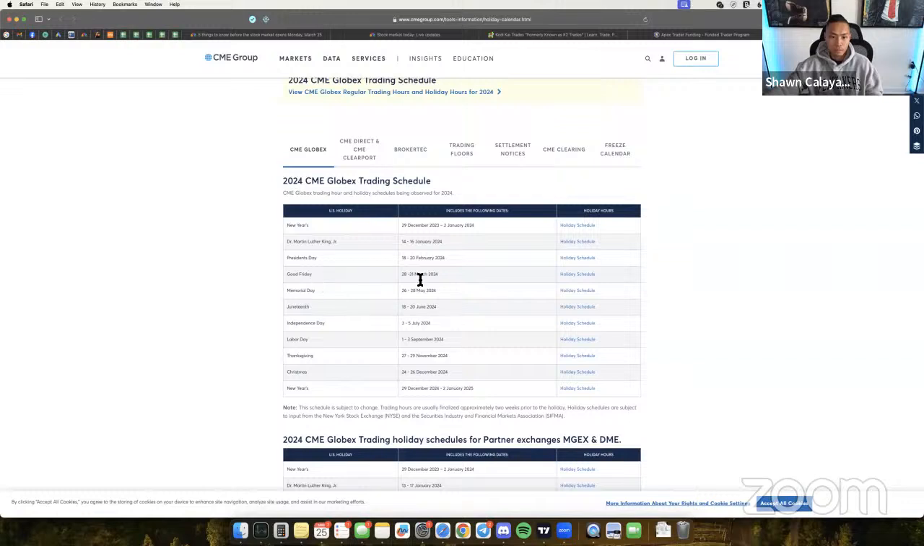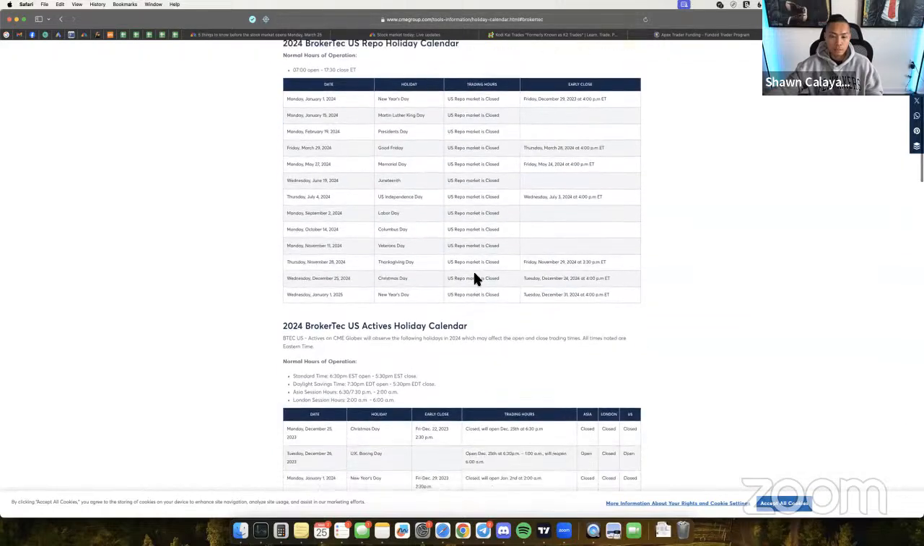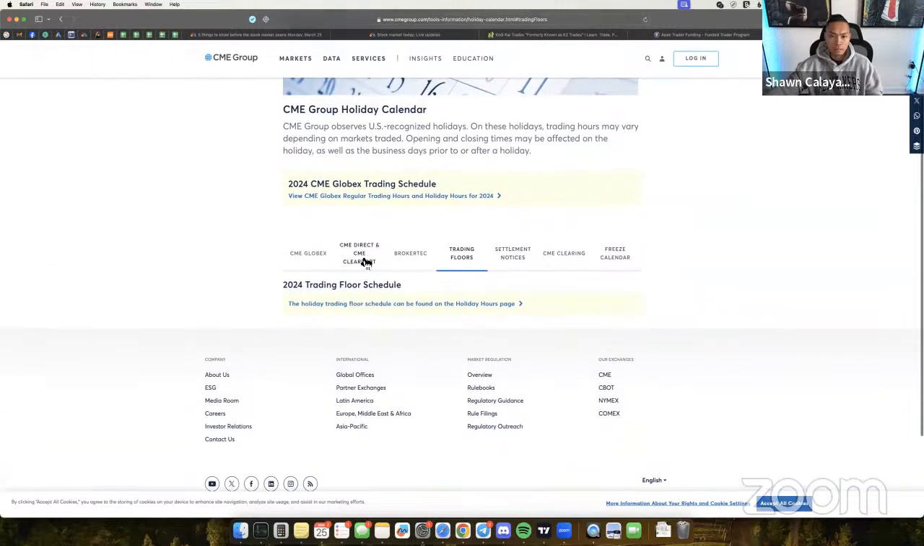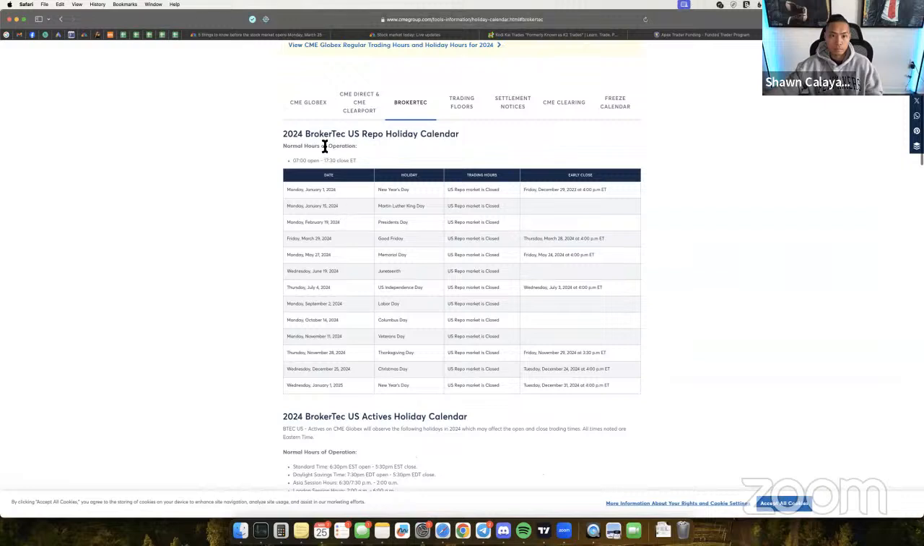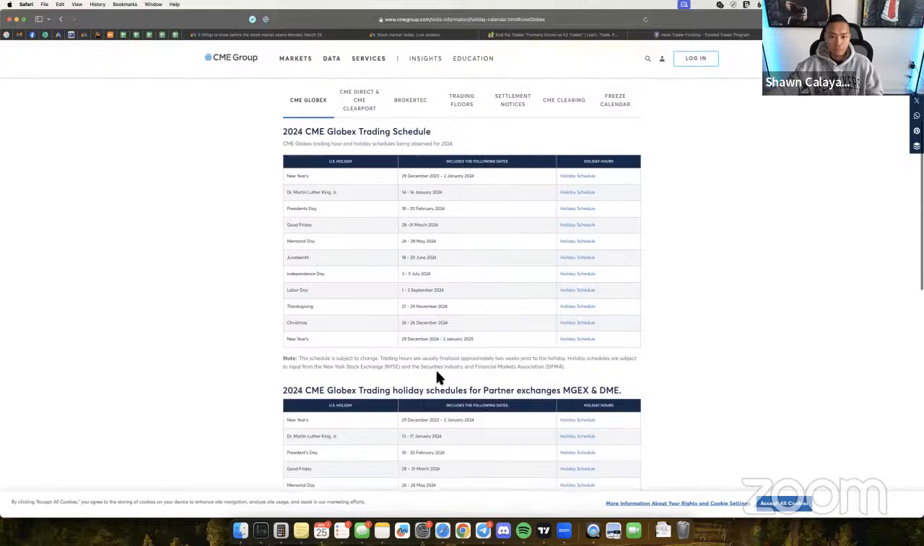Good Friday, 28th to 31st. Perfect. Okay, so if that's the case, then we for sure are going to be trading on that day. I think it's still going to be similar to how the market is. It's going to be open for the first couple hours and then it's going to be closed. So for the most part, we're just not going to trade on Friday.